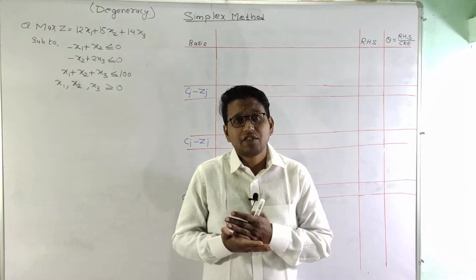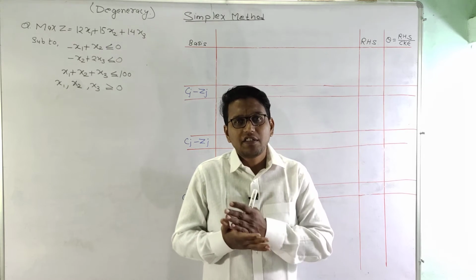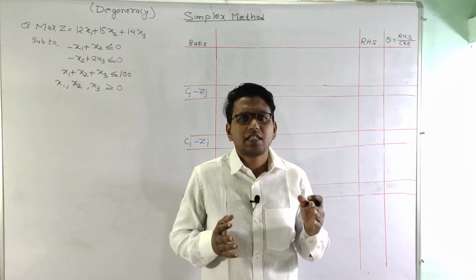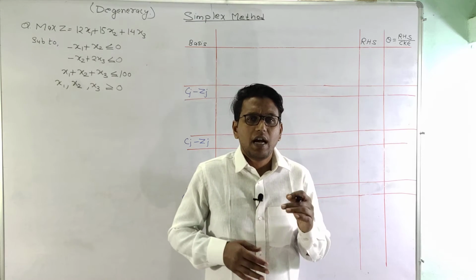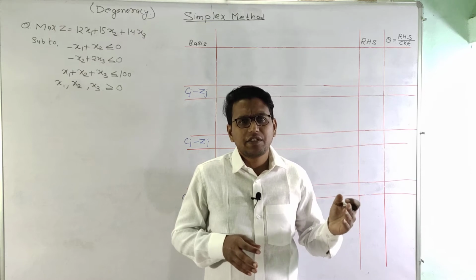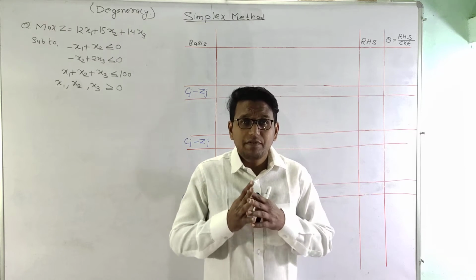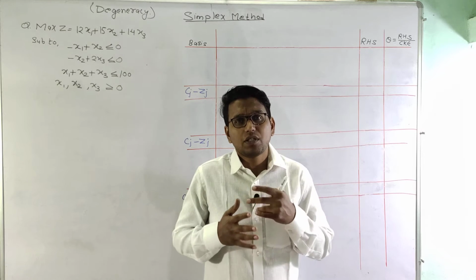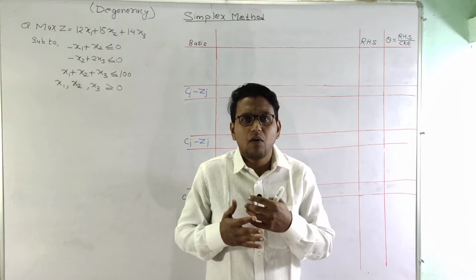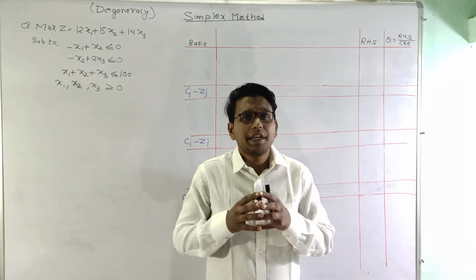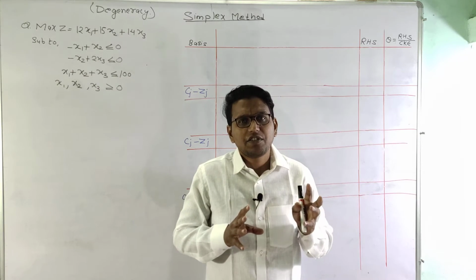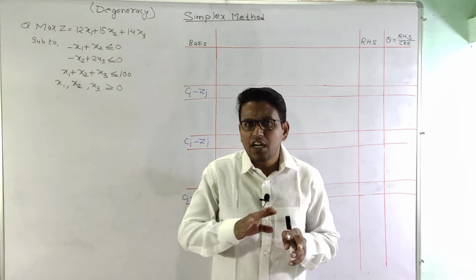In the previous lecture, we discussed how degeneracy occurs in a simplex algorithm, and we have also seen that degeneracy can occur at any stage of the problem, that is, the initial stage as well as at subsequent iterations. If you have not watched that video, I request you to please go and watch the previous video so that you will have a better understanding of what is happening now. Today I bring to you a very important problem which will clear all your doubts regarding degeneracy in the simplex algorithm. So let us start with the problem.